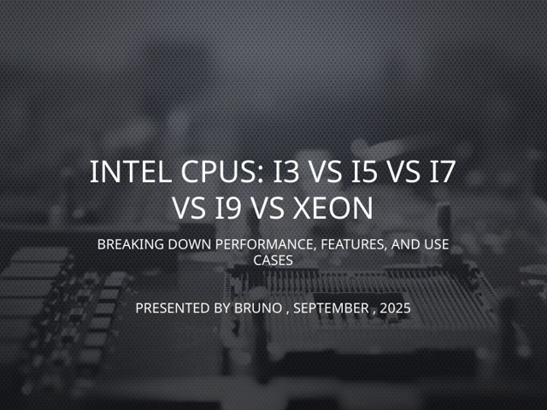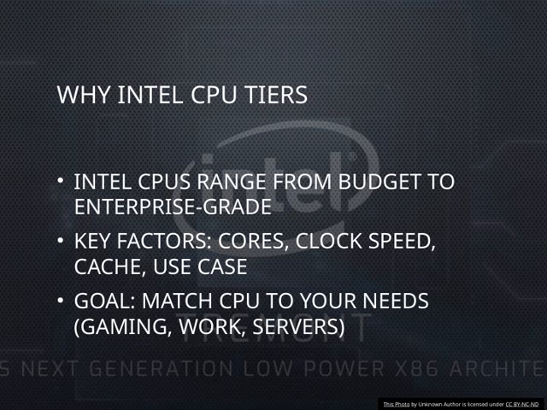So let's get started. Let's talk about why Intel CPU tiers matter. Intel offers a wide range of CPUs, from budget-friendly options to high-end enterprise-grade processors. The key factors that differentiate these tiers include the number of cores, which affect multitasking and performance, clock speed, which influences how fast tasks are completed, cache size, impacting how quickly data is accessed, and of course, the intended use case, whether it's gaming, professional work, or servers.